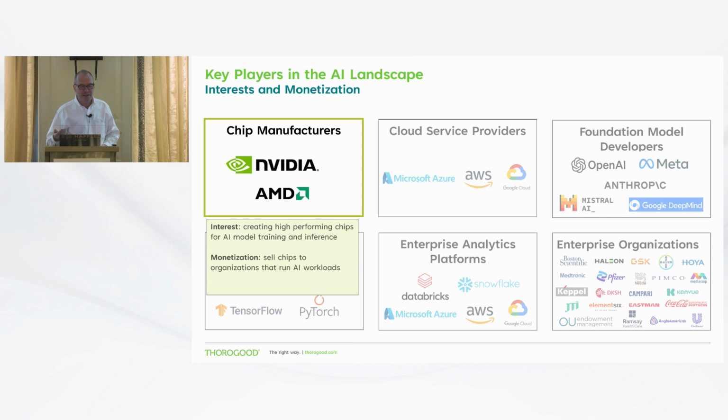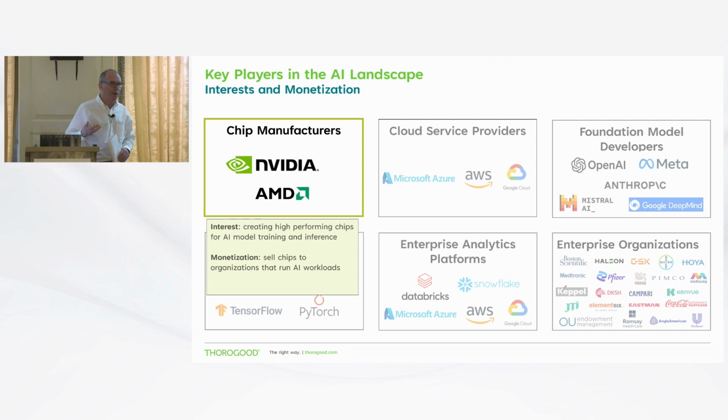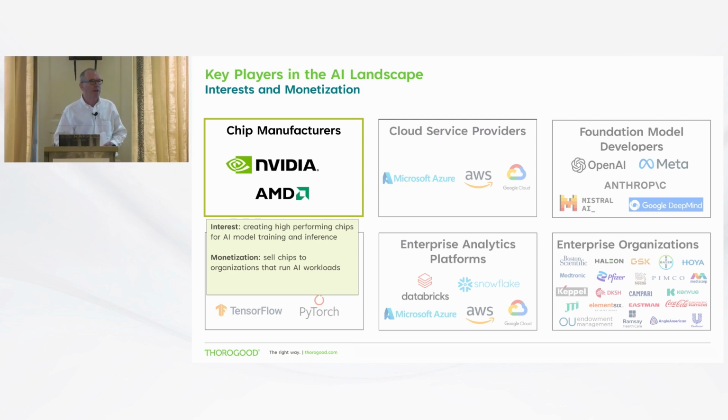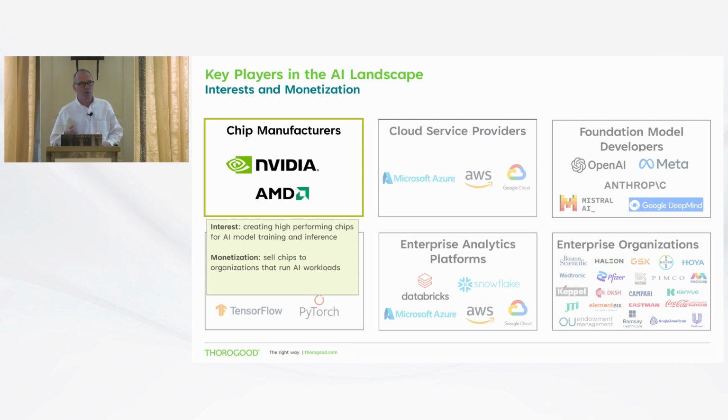The obvious interests for the chip makers: they're trying to create very, very high performance chips for the AI market, so that they can be used for AI model training and for inference. Monetization: they're going to sell those chips to the people who are running or servicing those AI workloads, in particular the cloud platform vendors and also the people developing the foundation models.